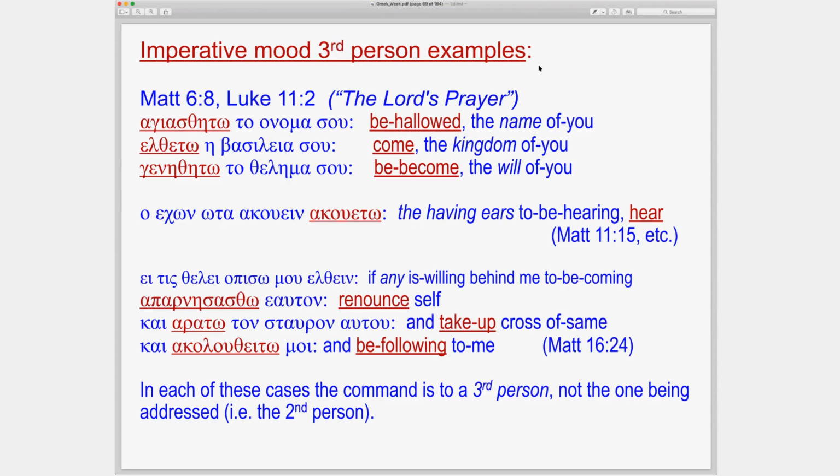Come, the kingdom of you. He's not commanding God. He's commanding the kingdom. He's speaking to God, but commanding the kingdom to come. But he's not speaking to the kingdom. He's speaking to God. Be become the will of you. He's not commanding God. He's commanding that the will of God be become.